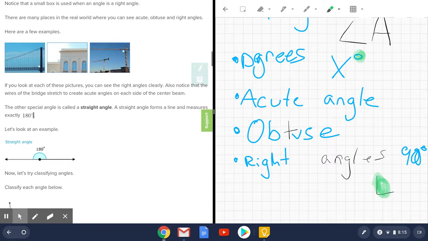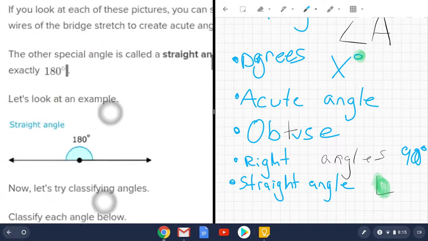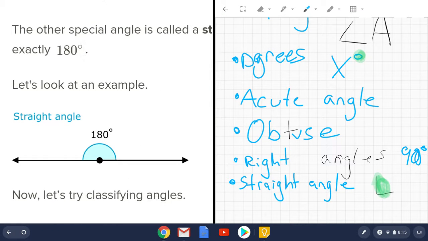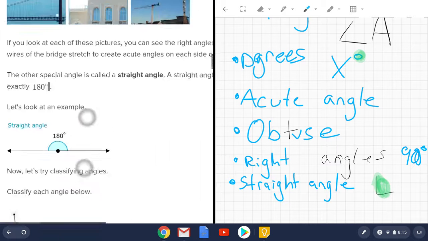The other special angle is called a straight angle. A straight angle forms a line and measures exactly 180 degrees. So let's look at this example right here. If it's a straight line, my friends, it is 180 degrees.